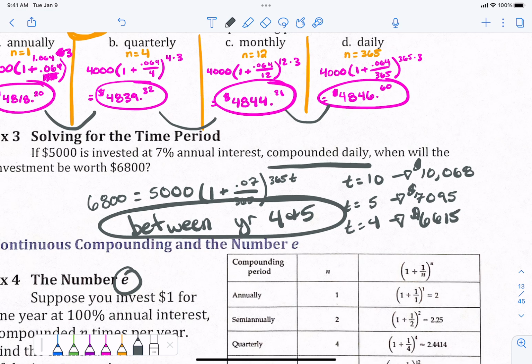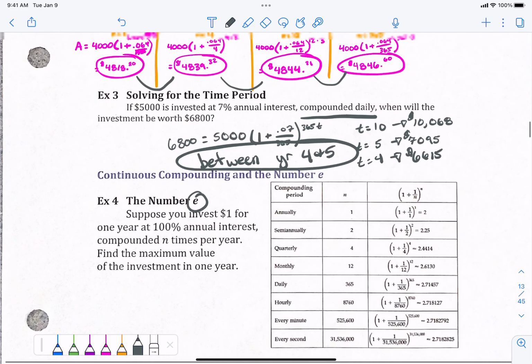Hey, that's a growth of 1,800 though. In 4 to 5 years, you better believe if I can get that interest rate, I would love it, right? You're like getting $1,800 of free money on 5,000 after 4 years. Huh, nice. Okay, good?